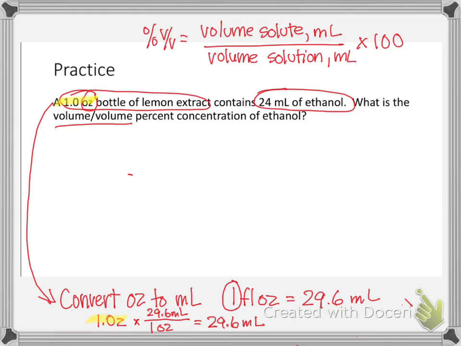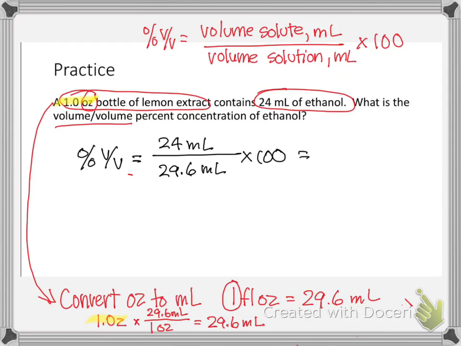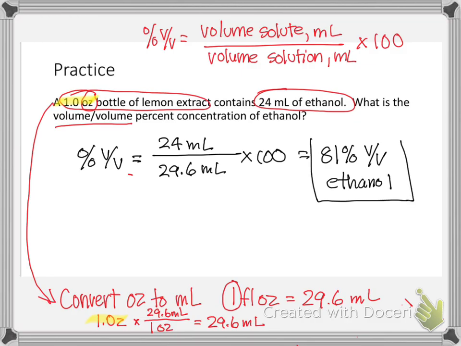All right, so let's plug it in. The percent volume to volume of the ethanol, we have 24 milliliters of ethanol in 29.6 milliliters of our solution. And so 24 divided by 29.6 times 100 is 81% volume to volume. So in this particular lemon extract, the concentration of the ethanol is 81%.